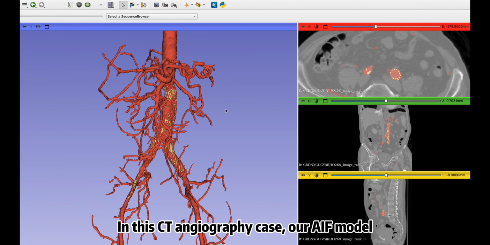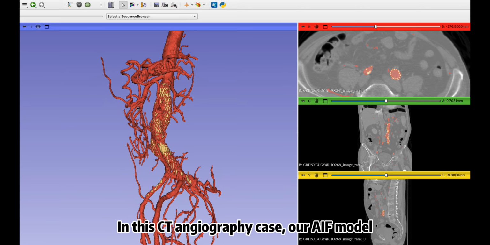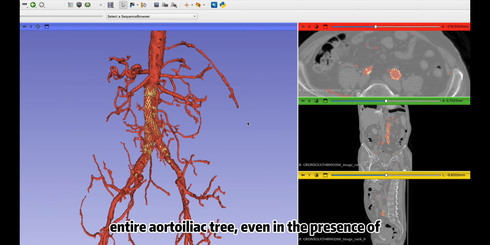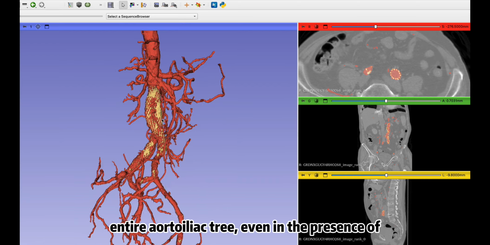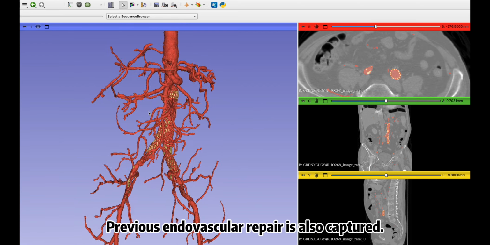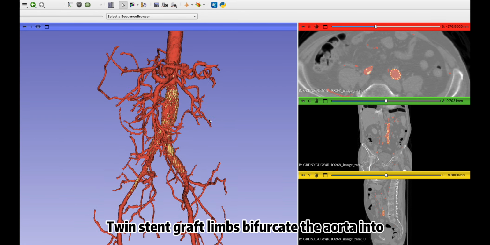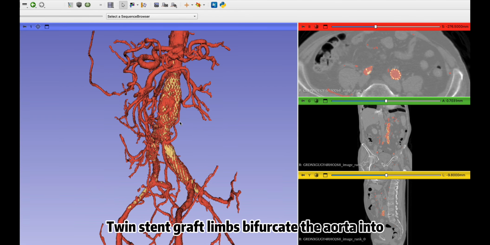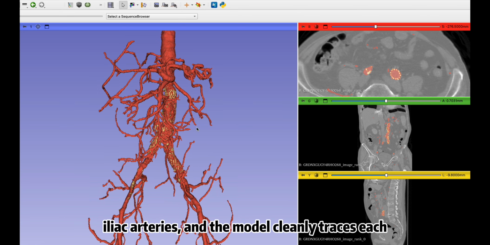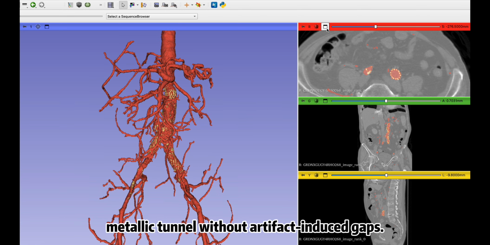In this CT angiography case, our AIF model delivers a highly detailed 3D reconstruction of the entire aortoiliac tree, even in the presence of complex pathology and stents. Previous endovascular repair is also captured. Twin stent graft limbs bifurcate the aorta into two dedicated channels feeding the left and right iliac arteries, and the model cleanly traces each metallic tunnel without artifact-induced gaps.